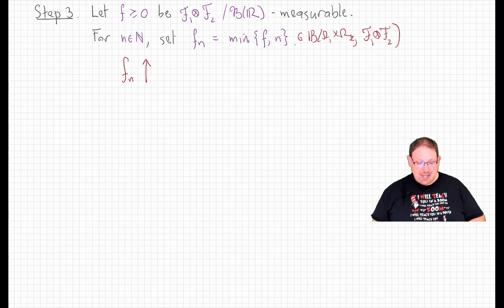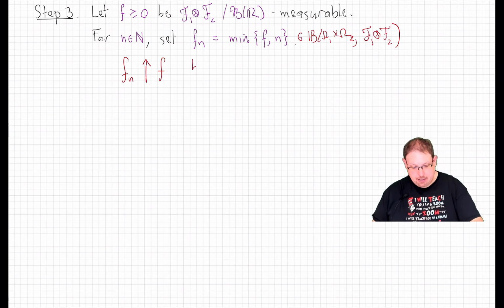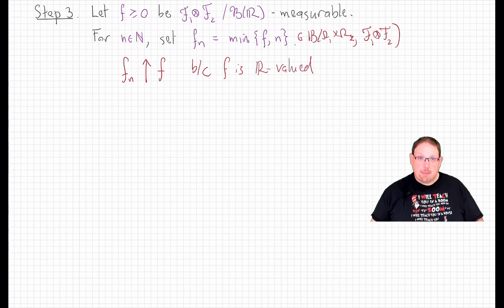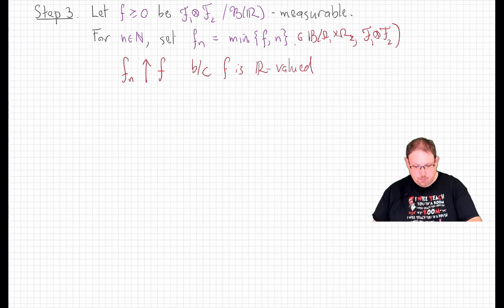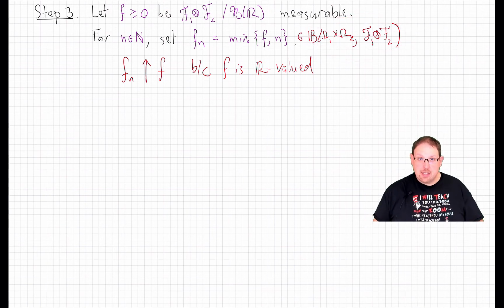And moreover, it increases to the original function f, because f is real valued. Which means that for any omega, there is some n, so that f at omega is less than or equal to n. As I remove those n cutoffs, I will eventually recover the function everywhere. Okay, well, by step 2, we showed that fn being in here satisfies conditions 1 through 3. It satisfies the iterated integral conditions.